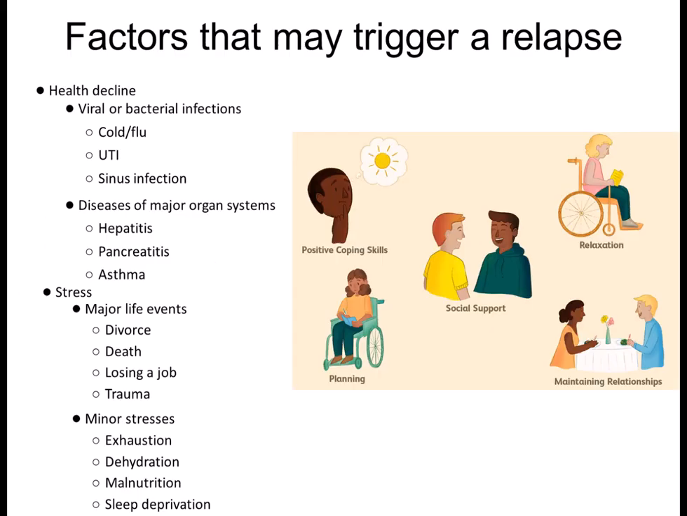There are some factors that are known to trigger a relapse or exacerbation. Those are listed on this slide. You can see that a general health decline, whether it be any kind of infection or disease process of a major organ system, these are all known to trigger a relapse. So any kind of change in your immune system.